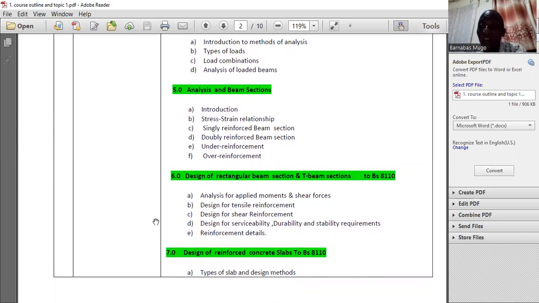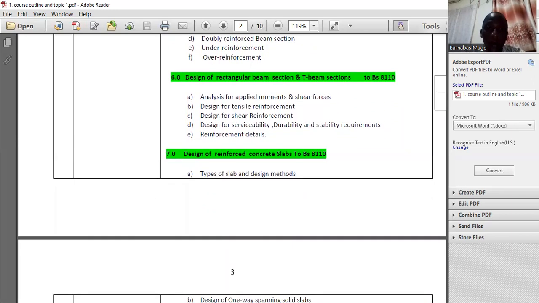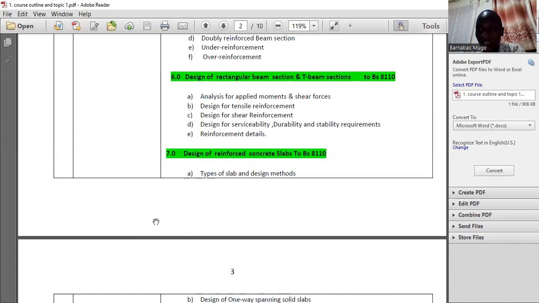We are going to see that we have two main types of beam when we are designing. One of them is the single reinforcement beam, and then we have the double reinforcement beam. We are going to look at each case when we get to that point. Then we are also going to look at the design of the rectangular beam section and the T-beam section. That is the one that we are going to concentrate on: single and also double reinforcement rectangular beams and also the T-section.